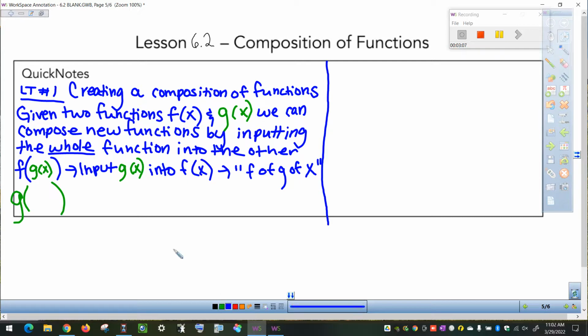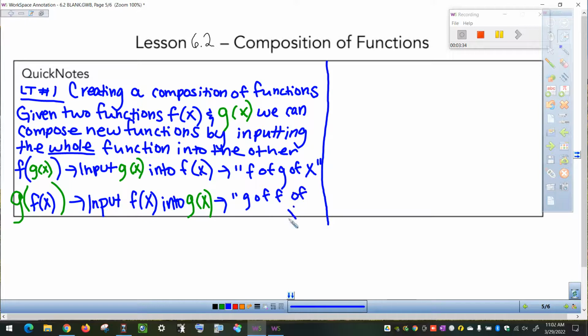Now here's the other direction. We could just do it the other way. So we could do g of f of x. And for that one, we're going to input whatever little piece is on the inside. So in this case, we're going to input f of x into g of x. Just writing it out there again, g of f of x.